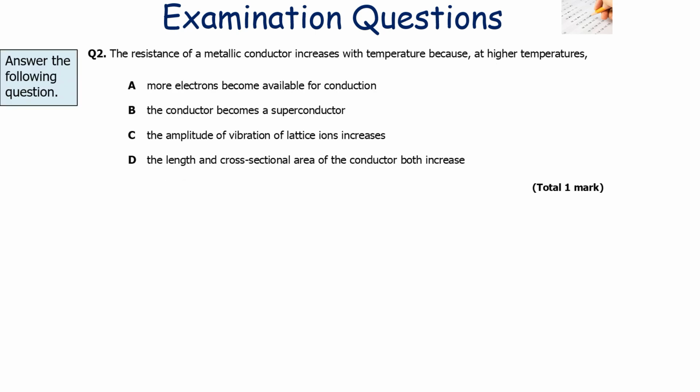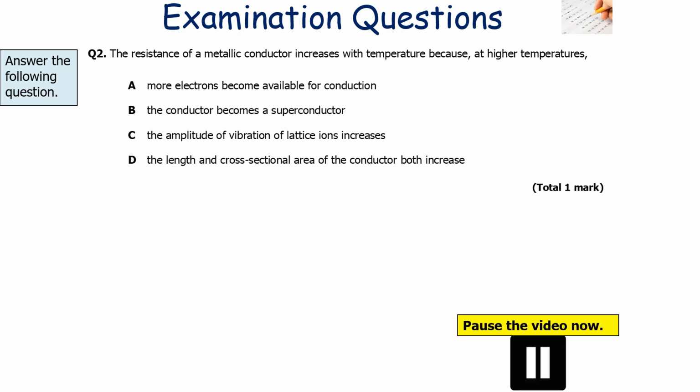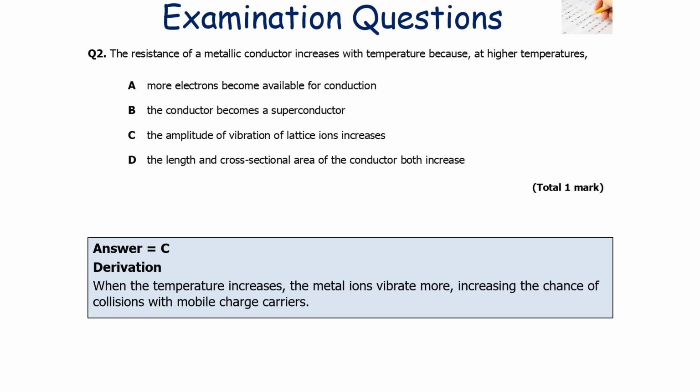Our next question says the resistance of a metallic conductor increases with temperature because at higher temperatures. So pause the video now, then unpause the video when you want to go through your answer. Right, the answer for this one is C, and this is a very important idea to understand.